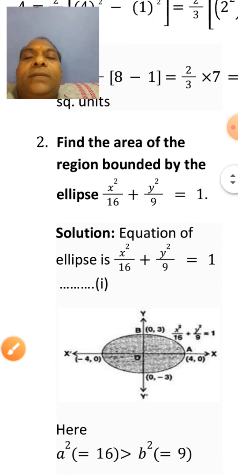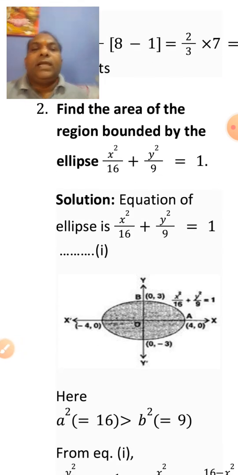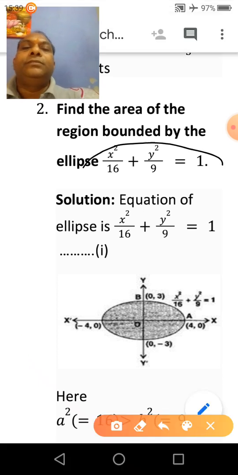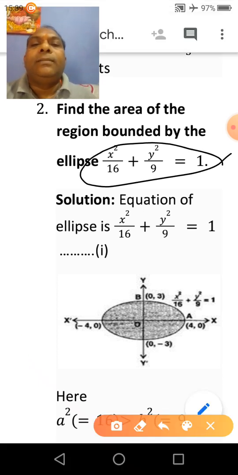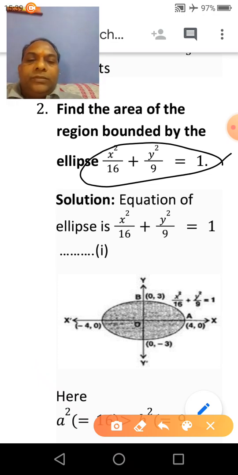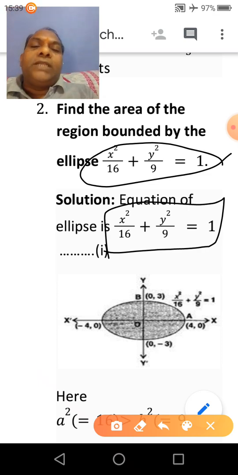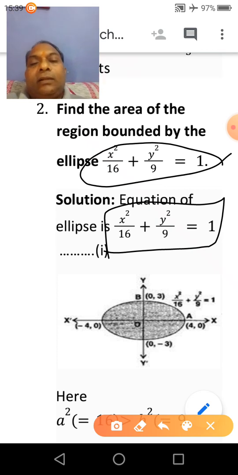Next question. Find the area of the region bounded by the ellipse. Clear? So firstly, here equation of ellipse is x square upon 16 plus y square upon 9 is equal to 1, is the equation of the ellipse whose major axis lies on the x-axis. This one you have to find its area.